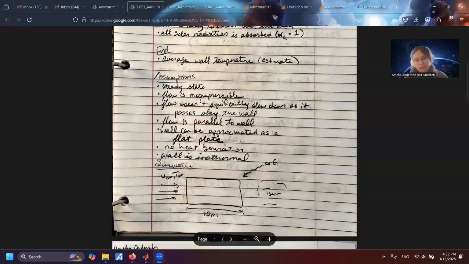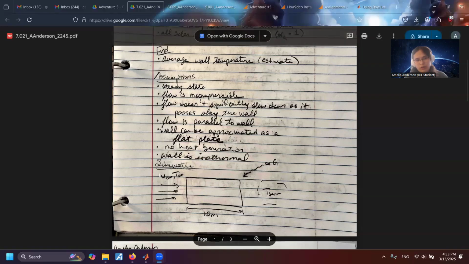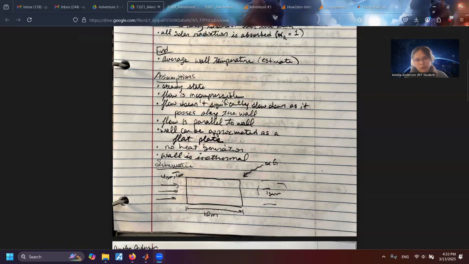So we've got our wall. It's 10 meters long. We've got irradiation over here with the alpha G. Got our surroundings that we're going to radiate heat to. And then we also have our convection, which is going to be just blowing air over the wall. We'll see how that works out.